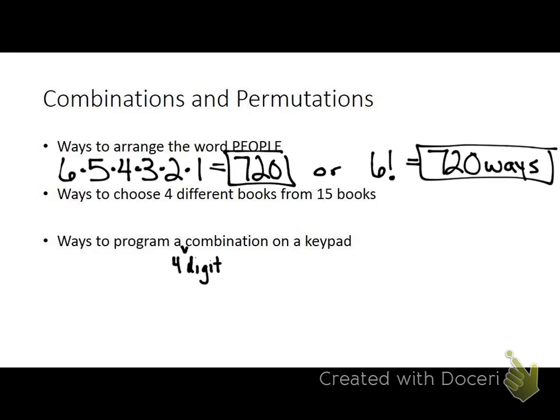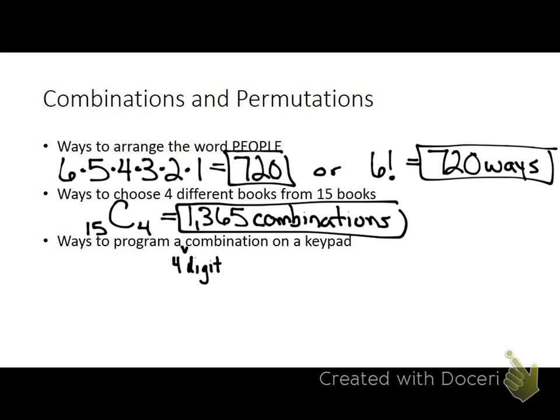Now, look at the second one. What do you think? Combination or permutation? Look at the second one now, guys. Combination or permutation? Combination. Order does not matter. So it's a C. What number goes before the C? 15, my total. And then what number goes after the C? 4. How many are being selected? And I get 1,365 combinations or groups. How many digits are on a keypad? Digits.